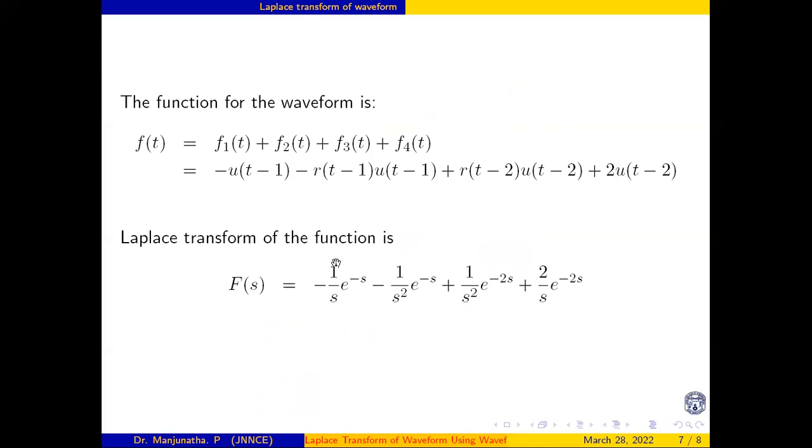For the unit step function, the Laplace transform is 1 by s e to the power of minus s. It is minus because this one is minus. And for the negative going ramp function, minus, its Laplace transform is 1 by s square e to the power of minus s, because it is delayed by 1. Again, this is a ramp function, 1 by s square e to the power of -2s, and this is a unit step function, 2 by s e to the power of -2s.